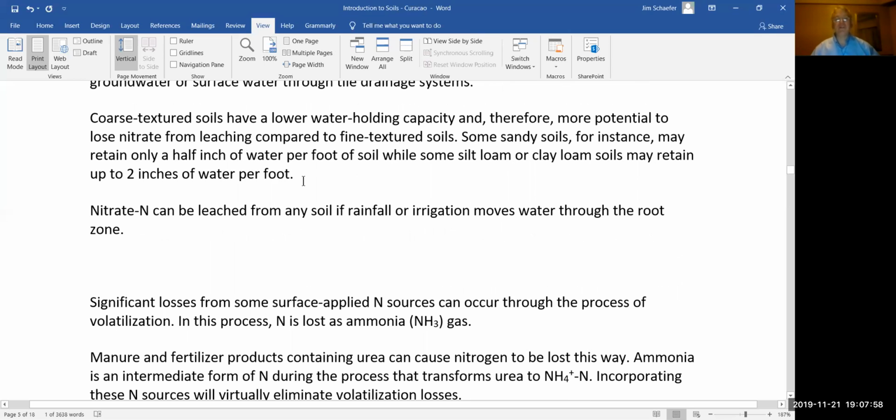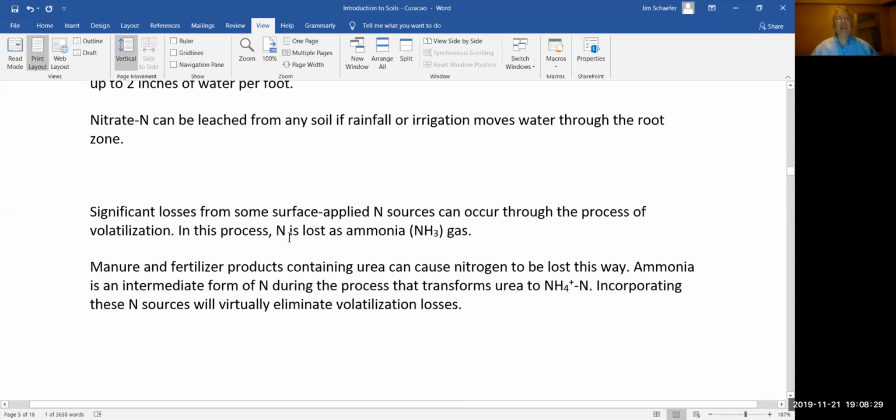Sandy soils, for instance, may retain only a half inch of water per foot of soil, while some silt loam or clay loams may contain up to 2 inches of water per foot. It's like 1 centimeter to 5 centimeters. One inch is 2.5 centimeters. Nitrate can be leached from any soil if rainfall or irrigation moves water through the root zone.